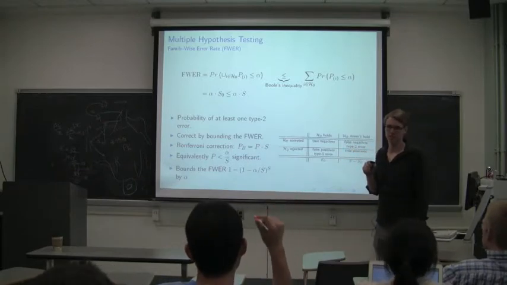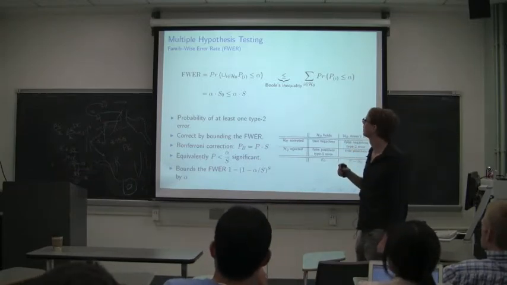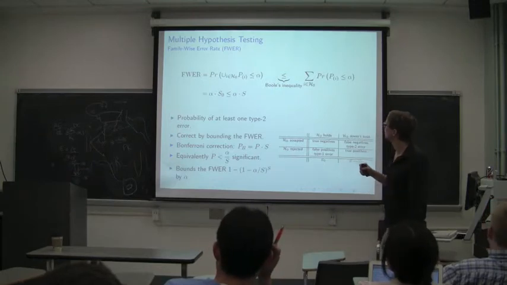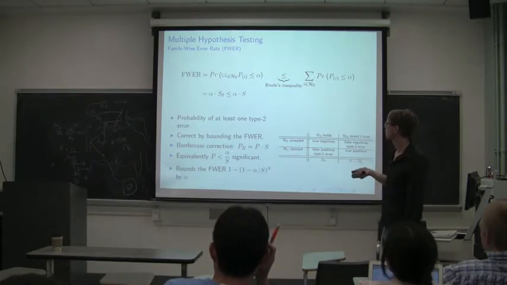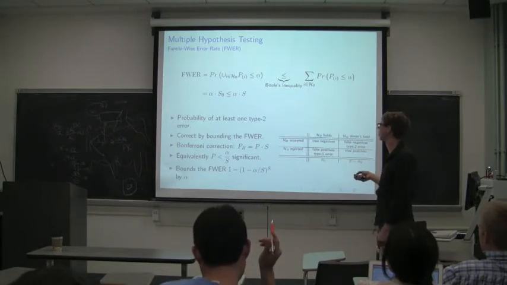This inequality here. Yeah. I'm confused by the probability of at least one type 2 error. Sorry, it's a type 1 error. Probability of at least one type 1 error. Sorry.